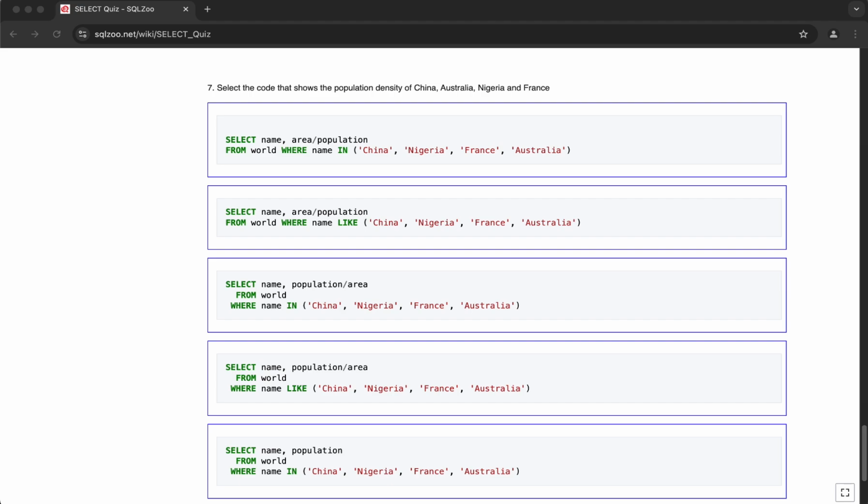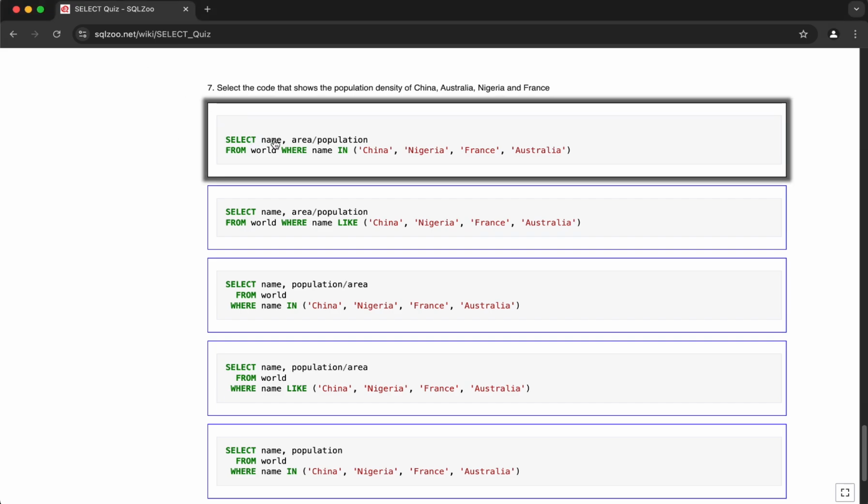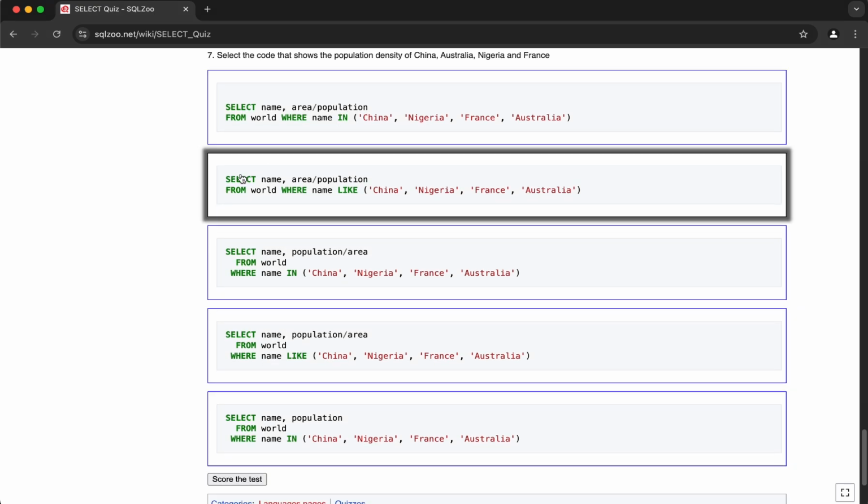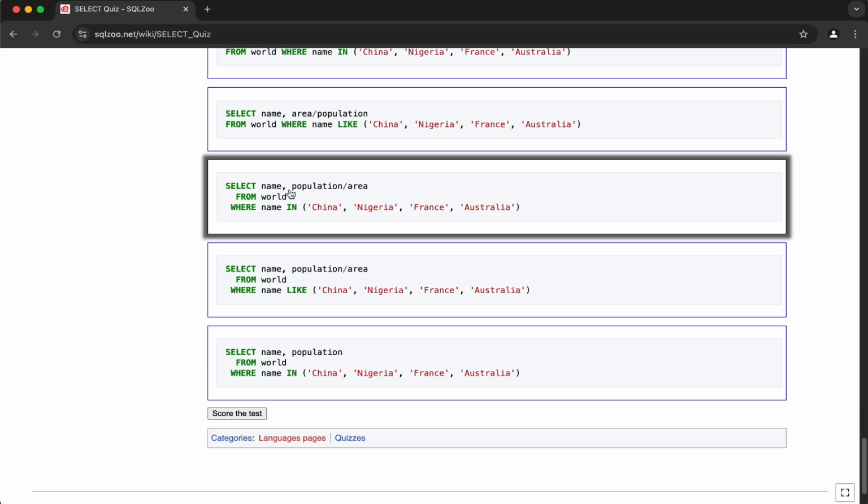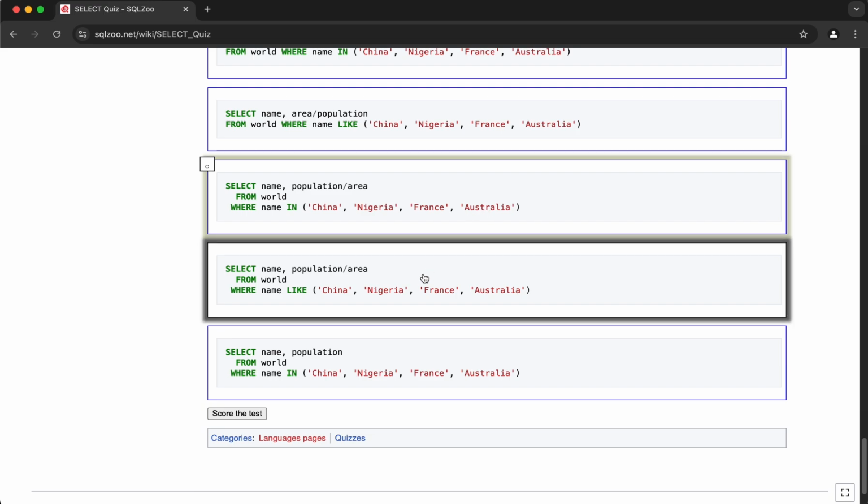So if we come back over here, we can see that the first option is select name and area divided by population. So that's going to be incorrect. Same thing for the second option, select name, area divided by population. So this is going to be incorrect as well. Let's come to the third option, select name, comma, population divided by area from the world table, where name in China, Nigeria, France, and Australia. Okay, this looks pretty promising. Let's click it in the meantime and check the other answers.